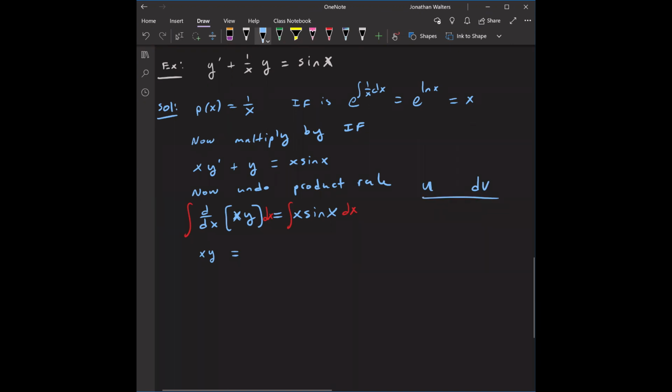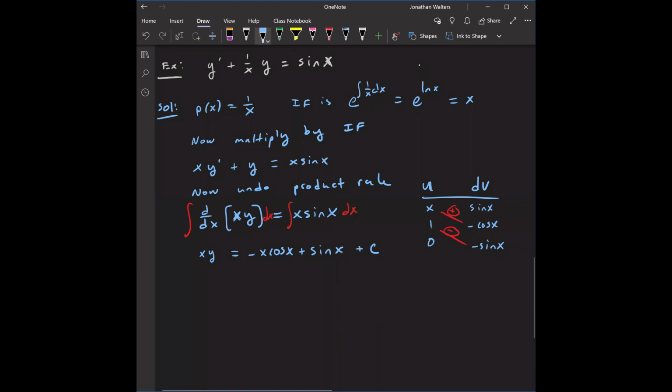So tabular integration. I'm going to use this a lot later in the class when we go through Laplace transforms. But x, 1, 0. So I just differentiate this thing to 0. And then over here, I integrate this thing. So negative cosine and then negative sine. And then I attach them diagonally, put a plus sign here, a minus sign here. And then I wouldn't need to attach this because it's 0, so that doesn't do anything. So this is going to be negative x cosine x. Minus minus will be plus sine x plus c. So that is what the integral is. If you do that integration by parts, you can do it the old-fashioned way, that's fine. You get the same thing, of course.